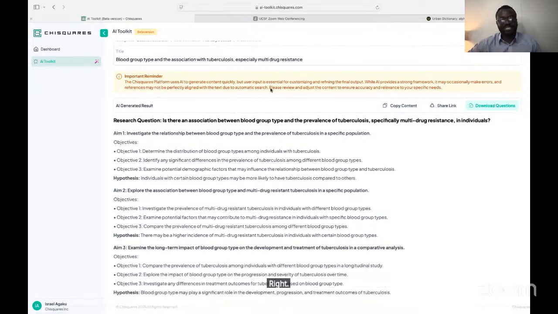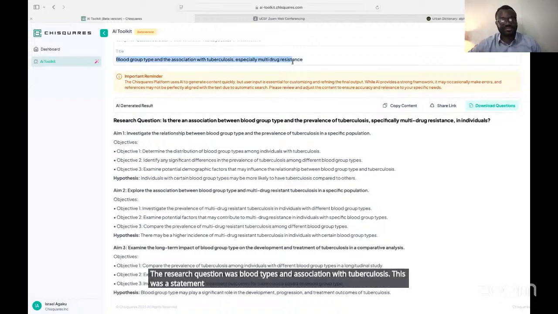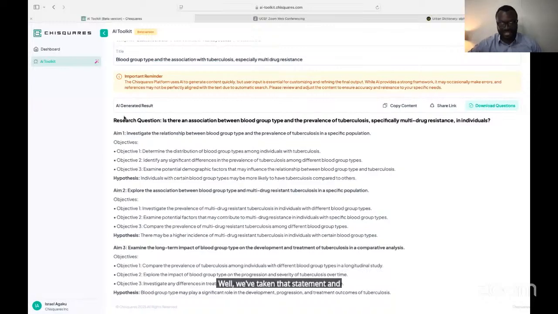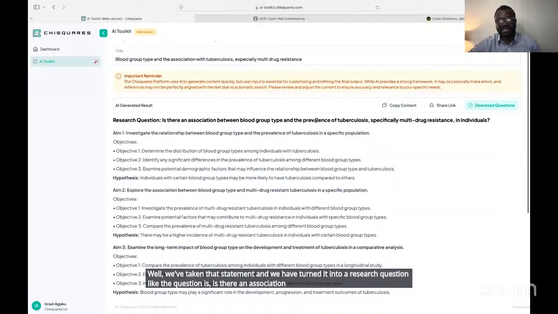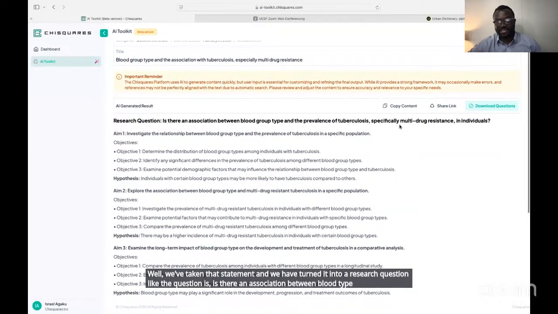So for example, this is what we did with that other question. The research question was "blood types and association with tuberculosis." This was a statement, remember? Well, we've taken that statement and turned it into a research question. Like the question is, say, is there an association between blood type and the prevalence of tuberculosis, right?